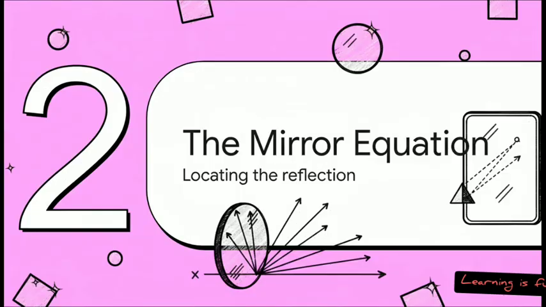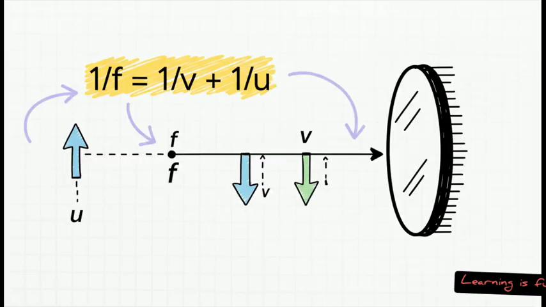Okay, so now we get the mirror's basic properties. But the big question is, if you put an object in front of it, where exactly is its reflection going to show up? For that, we need the main event, the mirror equation. And here it is. This is the absolute workhorse of optics. It's a beautiful little formula that connects three things: the focal length, F, the distance of the object from the mirror, U, and the distance of the image from the mirror, V. If you know two of these, you can always find the third. It lets you pinpoint the exact location of any reflection.